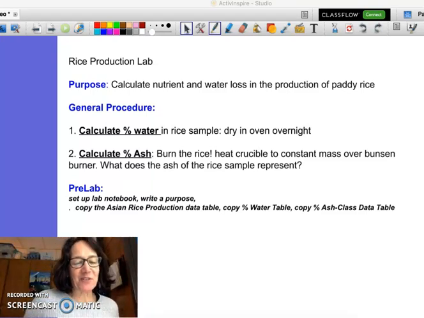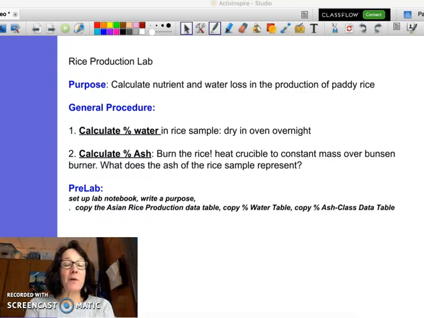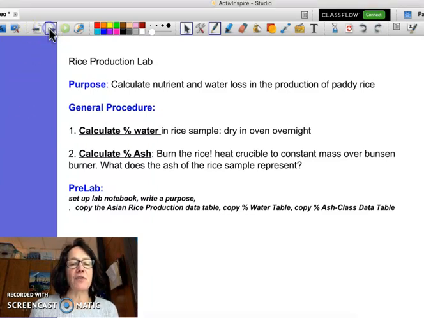Let's talk about what you'll be doing in the rice production lab. The purpose of this lab is to calculate the nutrient and water loss in the production of paddy rice, and we'll be spending 3 days on the lab. On the first day, we'll set up our experiment to calculate the percent of water in our rice sample, and that's pretty straightforward. Let me show you what that data table is going to look like.